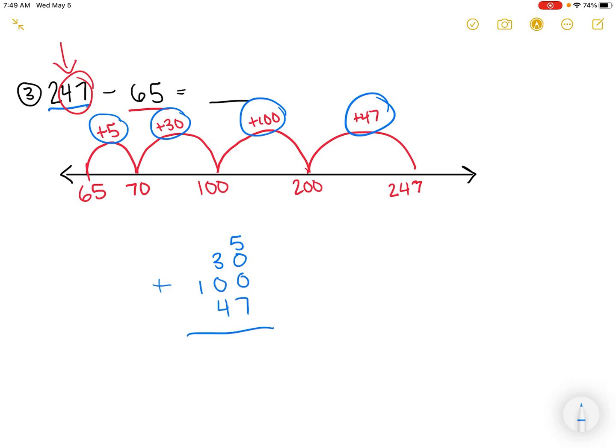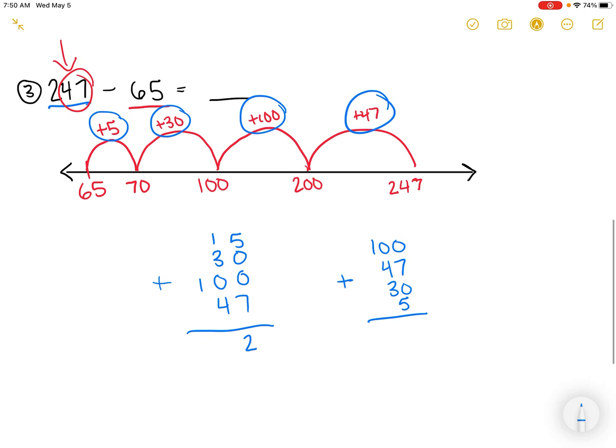Now I lined my numbers up in the order that I jumped. You could also line yours up by the biggest number to the smallest number. So 100 plus 47 plus 30 plus 5. But you just have to make sure that you keep track of which numbers you wrote down and make sure you don't accidentally skip any numbers. So that's why I like to write them in order, so I know that I'm getting all of the numbers I jumped. So 5 plus 7 is 12, so 2 carry your 1. 4 plus 3 plus 1 is 8, and 1 plus nothing is 1. So my answer is 182.